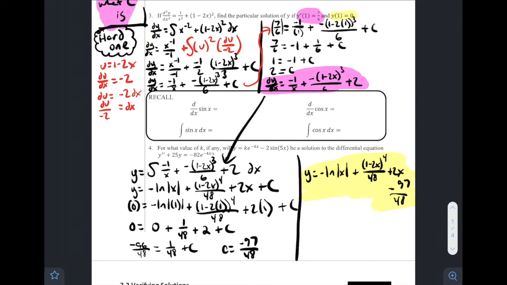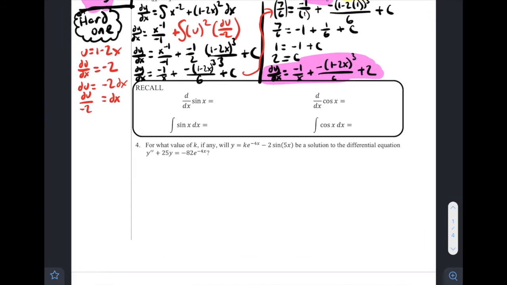I'm going to pause here just for a moment in case you need to pause the video or take a screenshot of this, because I'm going to be erasing this work down here so that we can continue and finish up problem number 4 here. So let's pause.